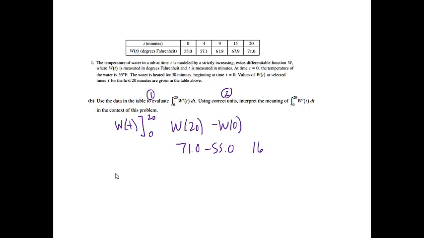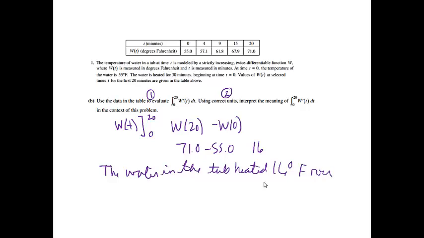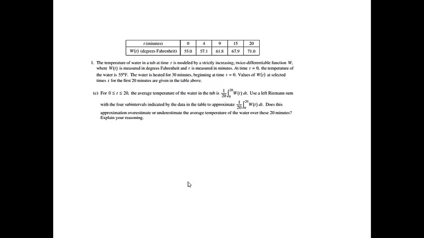If I'm heating water in a tub, the water in the tub heated 16 degrees Fahrenheit over the first 20 minutes, or you could say from t equals 0 to 20 minutes. So that should be that. That once again was worth 2 points. We get 1 for the correct value of 16, and 1 point for the explanation, including degrees Fahrenheit and minutes. Right, part C.